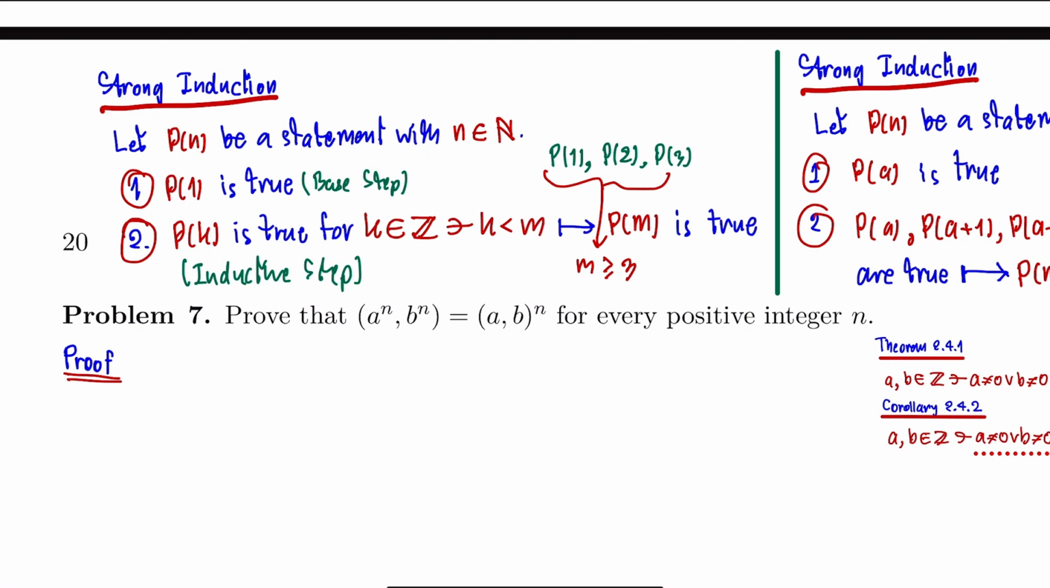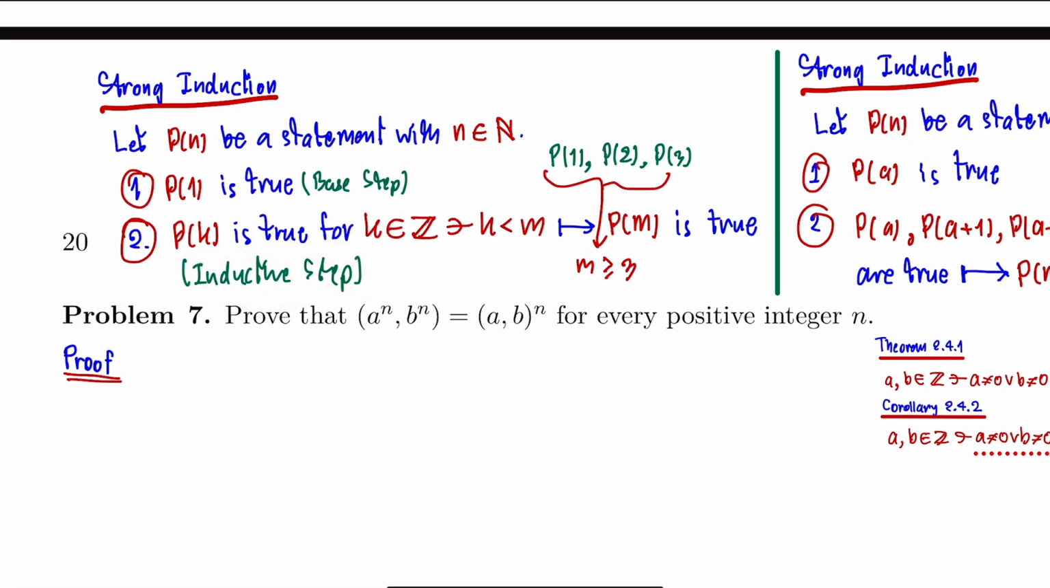And to use strong induction, you have to do the following. The first one is to write P(n) as a statement with integer n. And number one is to try to prove the base step, which is to show that P(1) is true. Once you have the base step, the next one is to try to prove the inductive step.